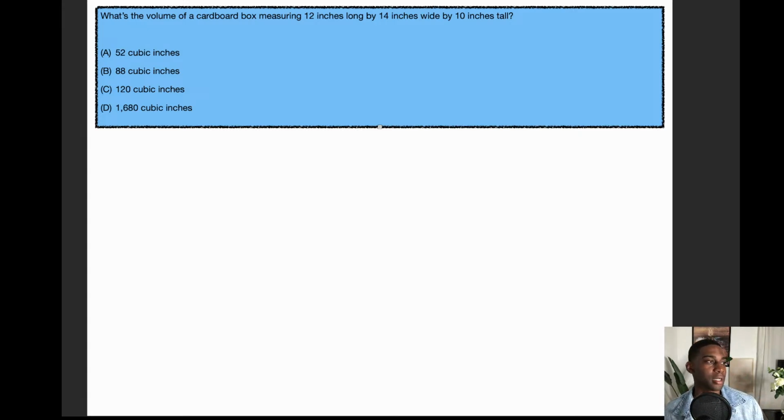If you got your phone and you want to use your phone, then great. If you got your calculator and you want to use your calculator, then great. However, this is going to be the question: what is the volume of a cardboard box measuring 12 inches long by 14 inches wide by 10 inches tall?